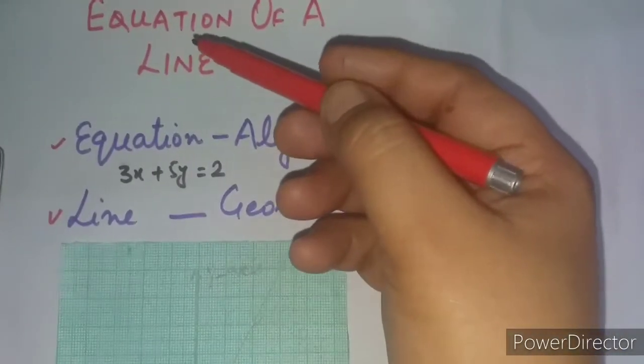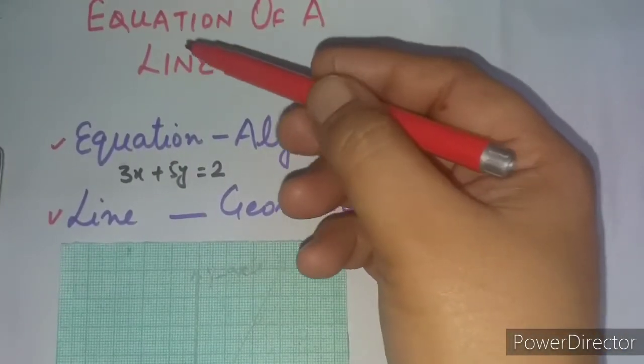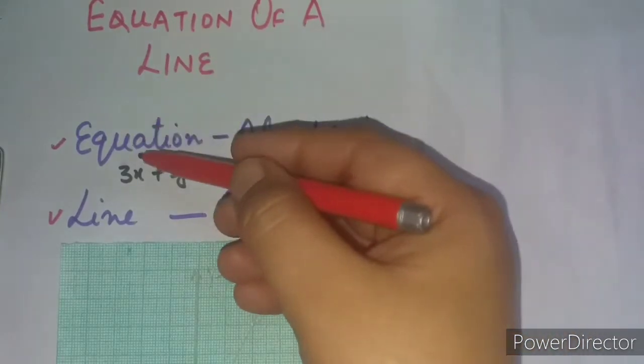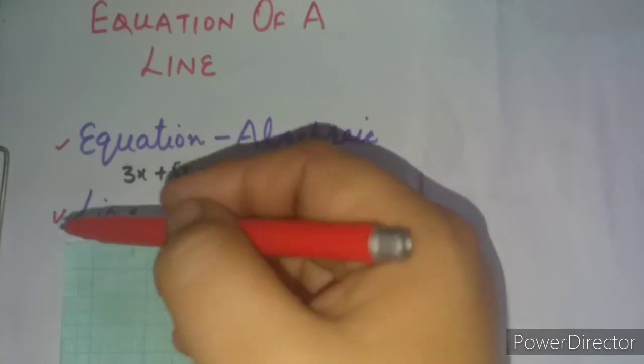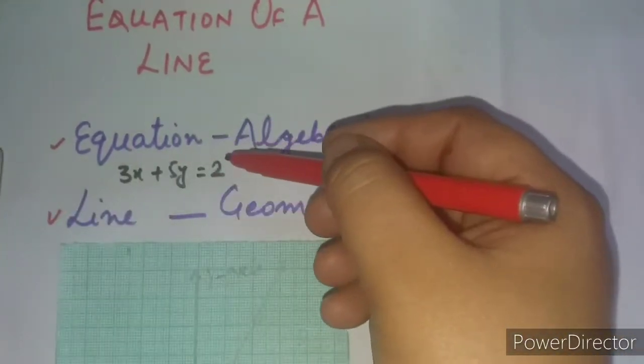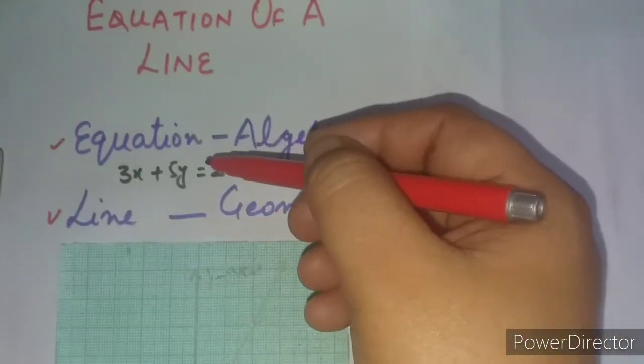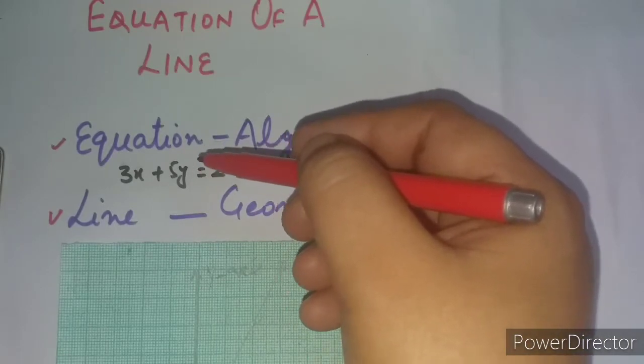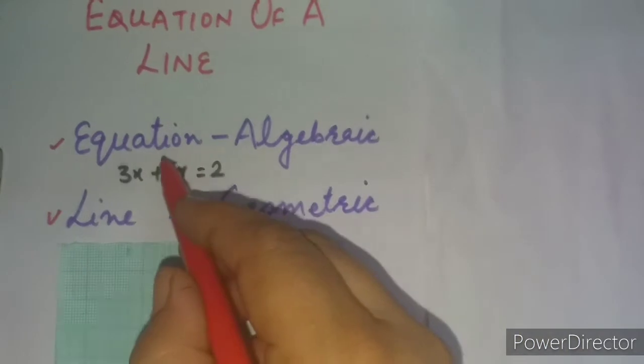Now the name of the topic contains two important terms. One is the equation, another one is the line. Okay, equation and a line. Now let us see first of all how they are related, what the similarity is there, and why they are different. Okay, first of all, equation.